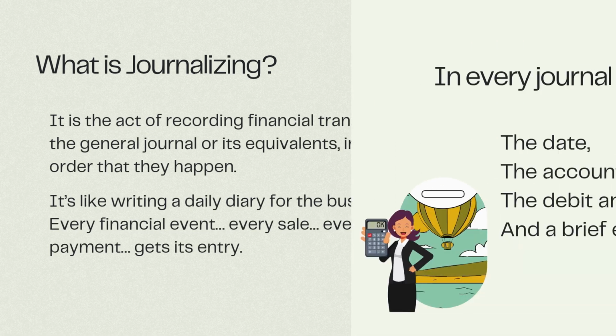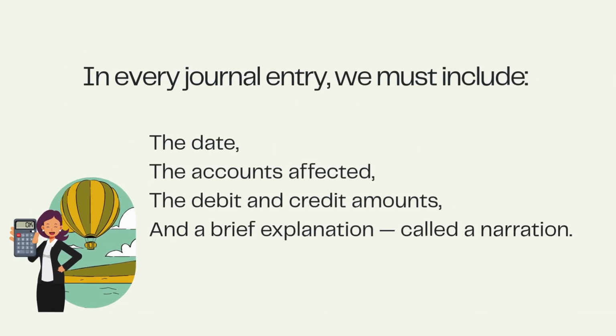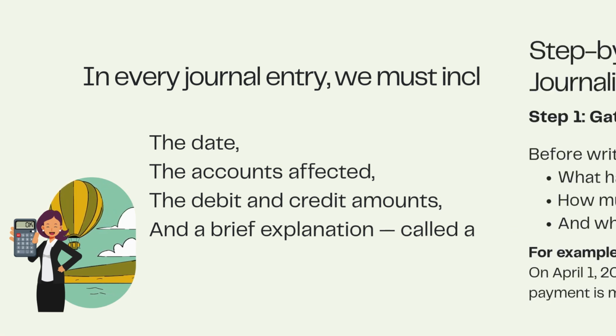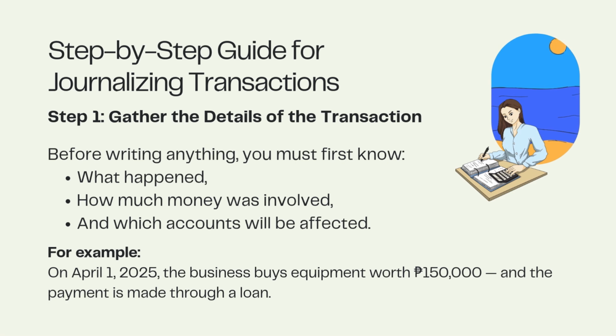In every journal entry, we must include the date, the accounts affected, the debit and credit amounts, and a brief explanation called a narration. Now let's go through a step-by-step guide for journalizing transactions. Step 1. Gather the details of the transaction. Before writing anything, you must first know what happened, how much money was involved, and which accounts will be affected. For example, on April 1st, 2025, the business buys equipment worth $150,000, and the payment is made through a loan.